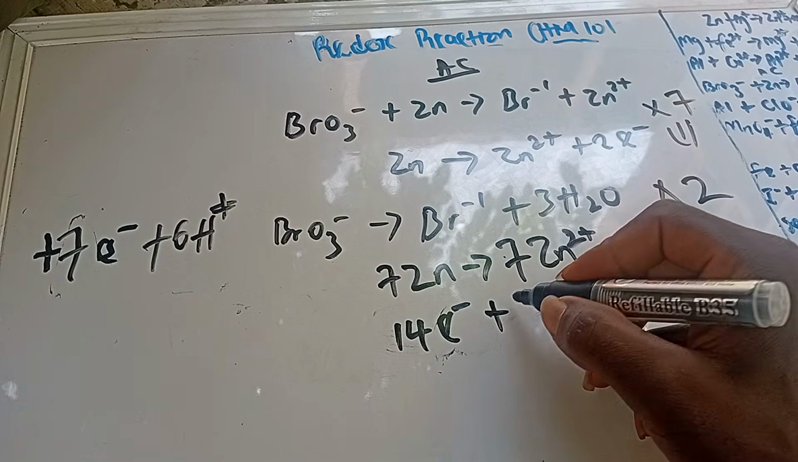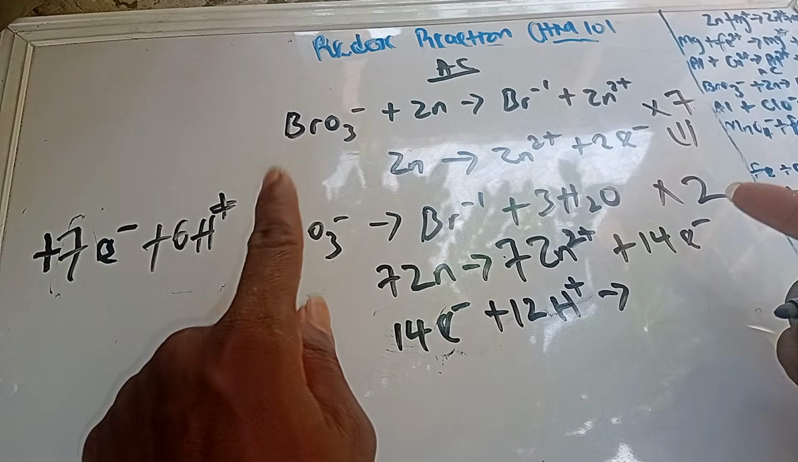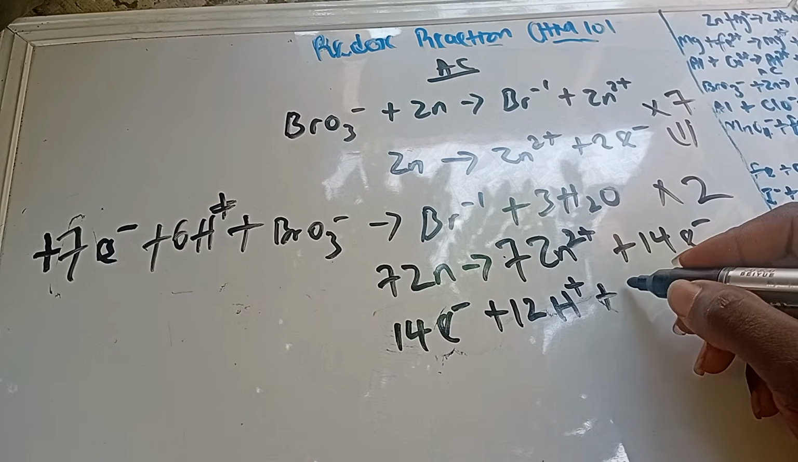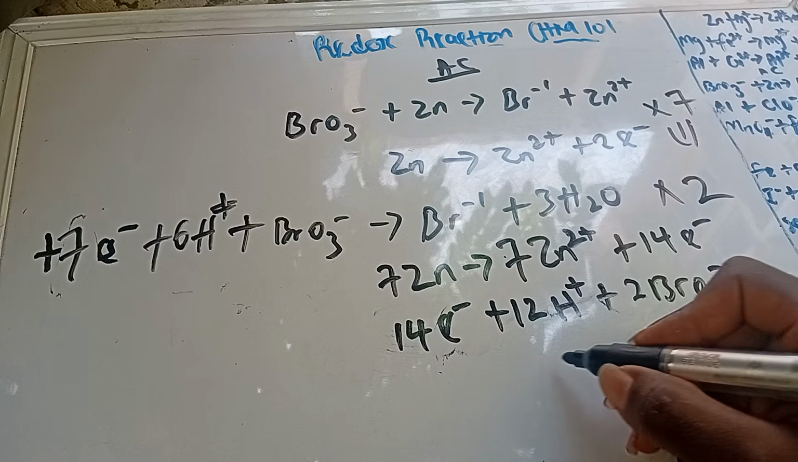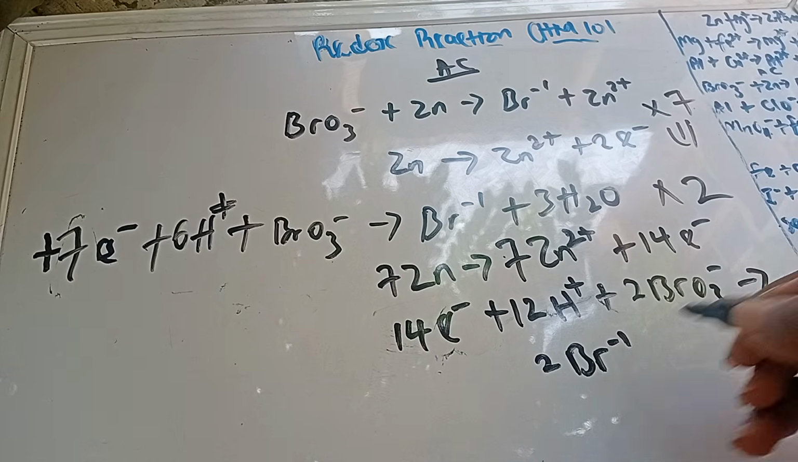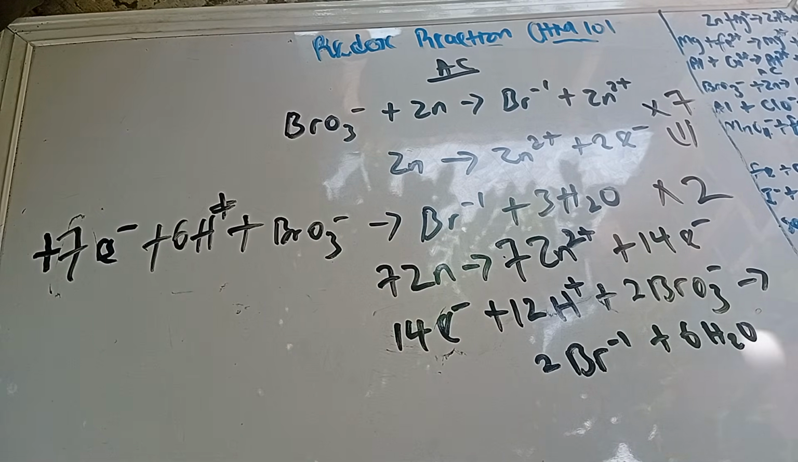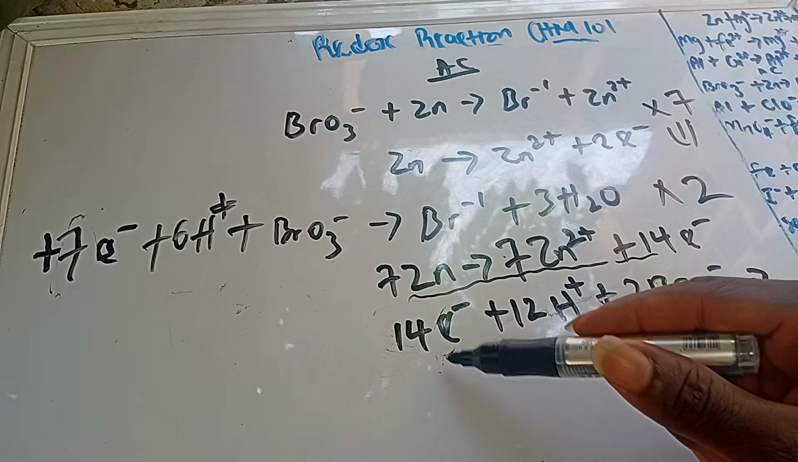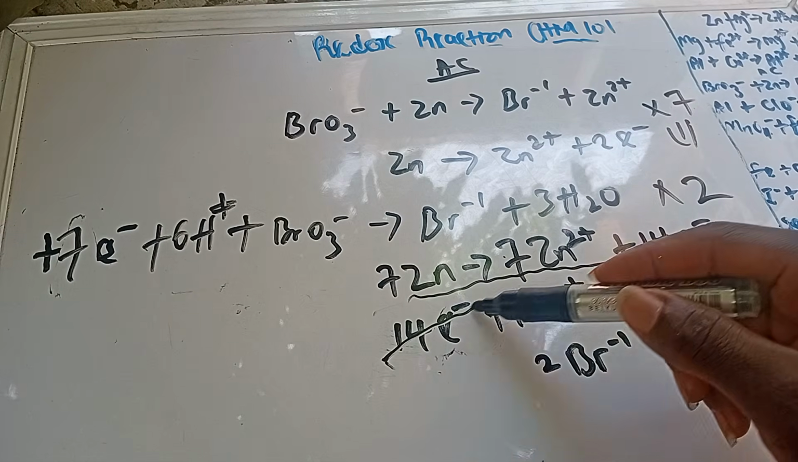2 times this, plus 12H plus, to give us 2 times BrO3 minus. 2 times this, we have 2Br minus. 2 times this, we have plus 6H2O. Now you can see that this is for the zinc and this is for this second one. Now this 14e minus, we cancel the 14e minus, isn't it?